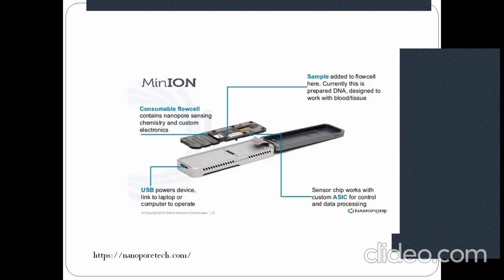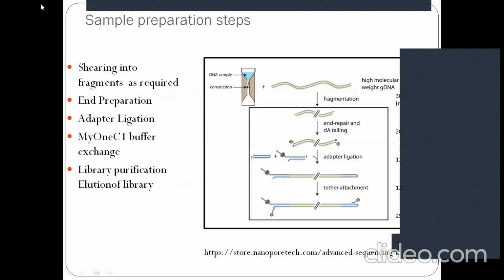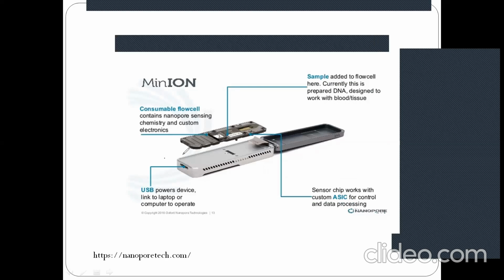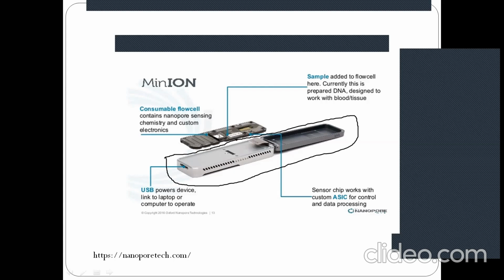you will see there is one non-consumable part. You have to purchase this once in your lab. What I have circled is this lower part, called the non-consumable part. The non-consumable part is nothing but a cassette, where you put the flow cell.